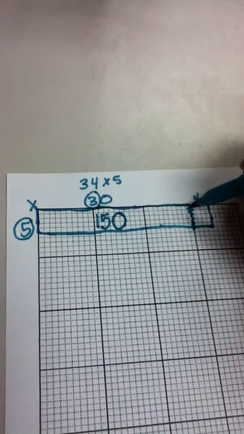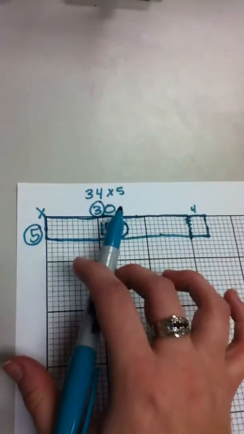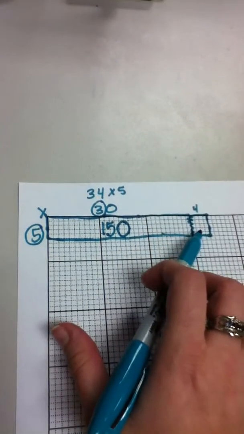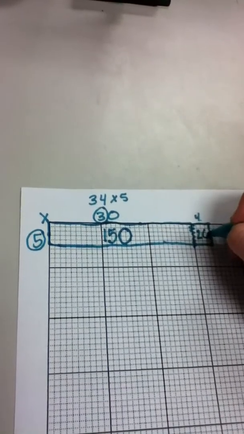Now my other part, my other little product here, is going to be made from this array, and that I have 4 5 times, because that 5 is getting distributed not only to the 30 but also to the 4 whenever I multiply. So this is 4 times 5, which is 20.